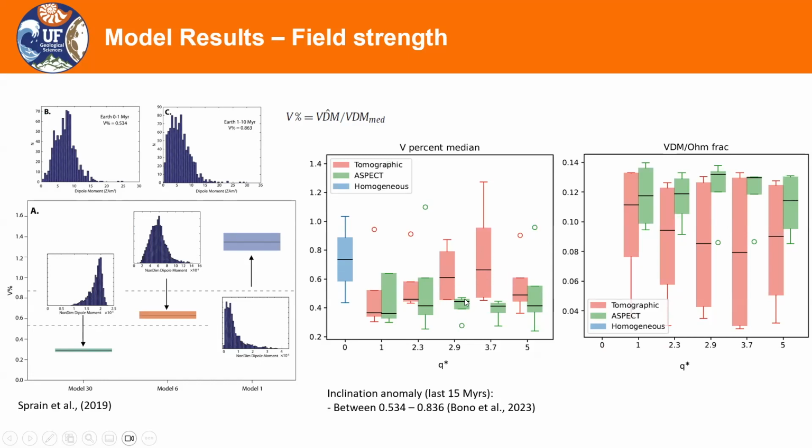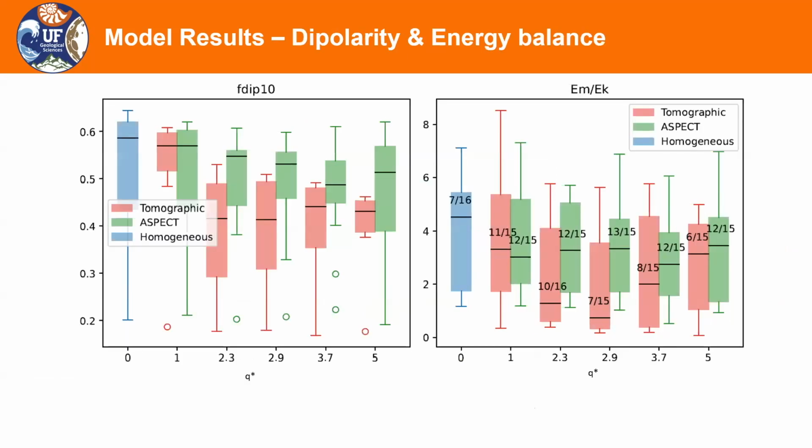The fields that are reversing more are the tomographic ones. For the higher values of Q star, we see lower field strengths as expected. And all of these paleomagnetic observables basically are just proxies to tell us something about the dipolarity of the dynamo and also about the balance of magnetic over kinetic energy. And we can especially see with the dipolarity that aspect models stay closer to the initial value when we increase heterogeneity.